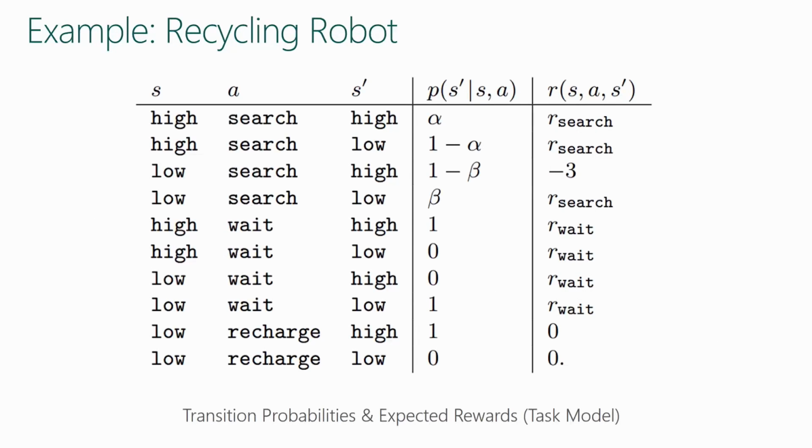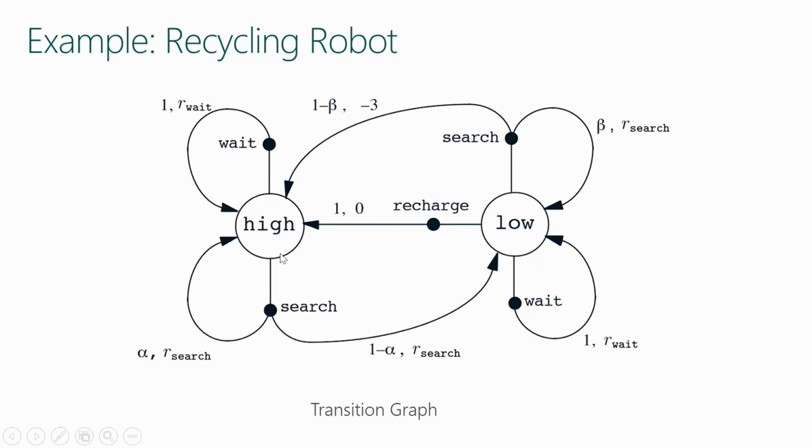From all that, we can build this transition table showing S and A, the current state and action, and then the next state, S prime, the probability of achieving that state, and the reward associated with that. For example, on the first line, if it's in the high state and it does a search, then the probability that it'll stay in the high state will be alpha. And the reward it will receive will be this R_search variable. If it's in the high state and it does a search, the probability it will go to a low state is 1 minus alpha.